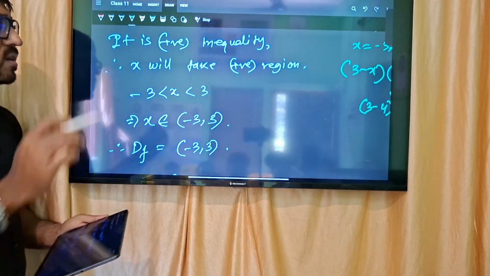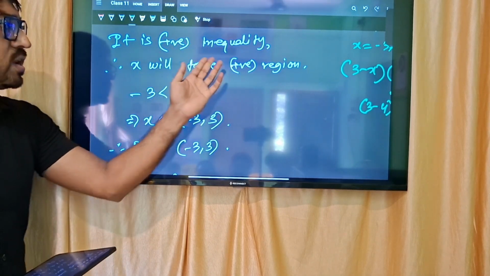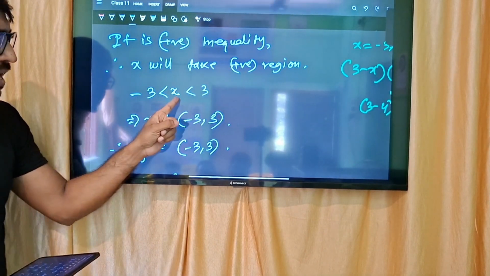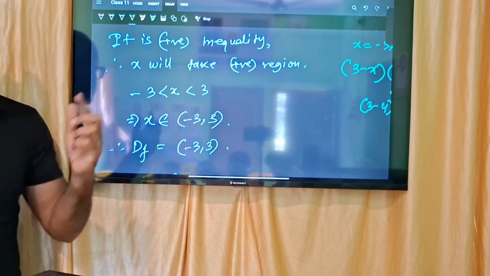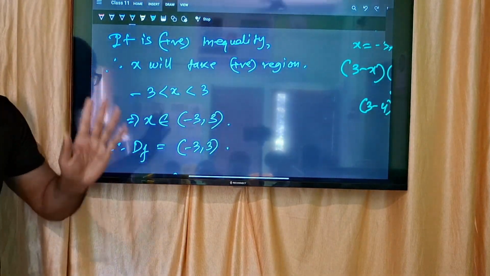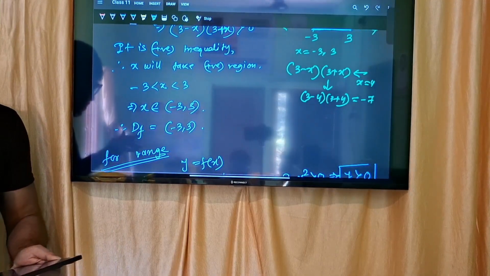Whatever I have said is written: if it is a negative inequality, x will take the negative region; if it is a positive inequality, x will take the positive region. So -3 less than x less than 3, that means the domain of f will be -3 to 3 in open brackets, as they are not taken. Any question on the method of interval and how to find it?